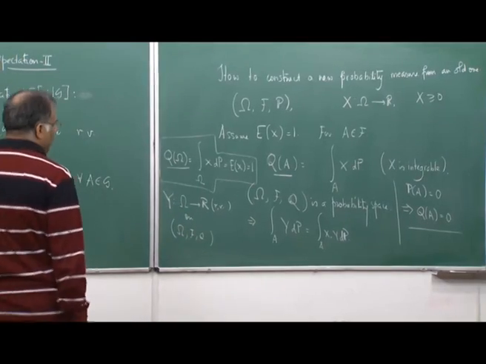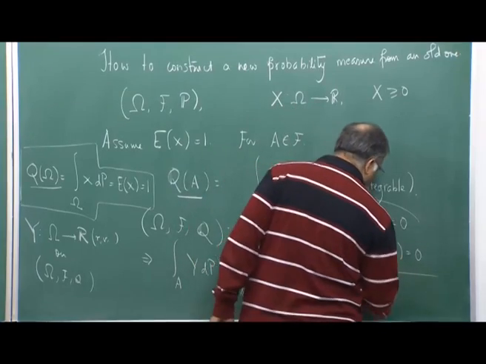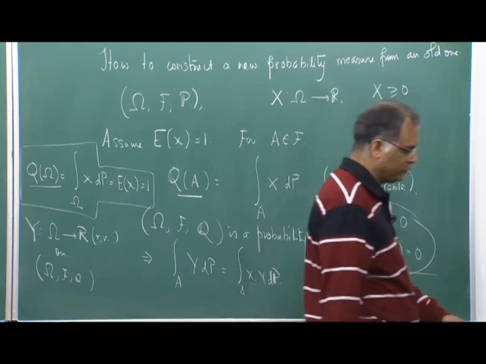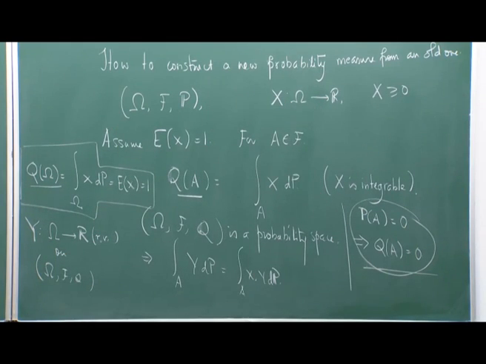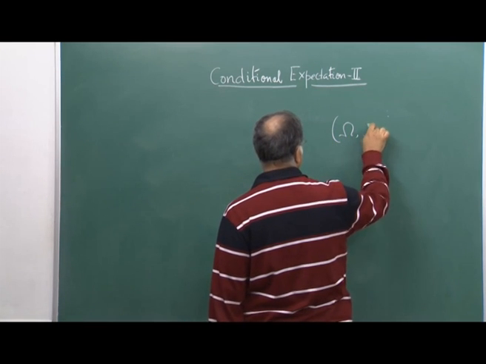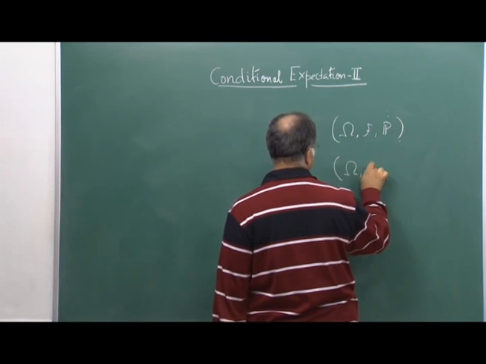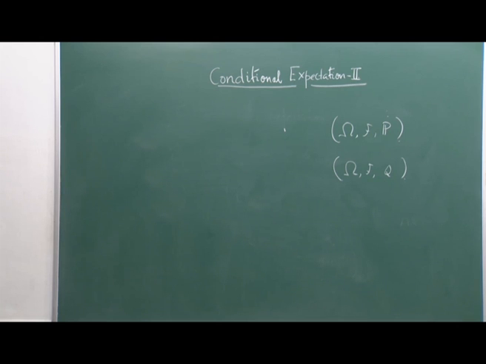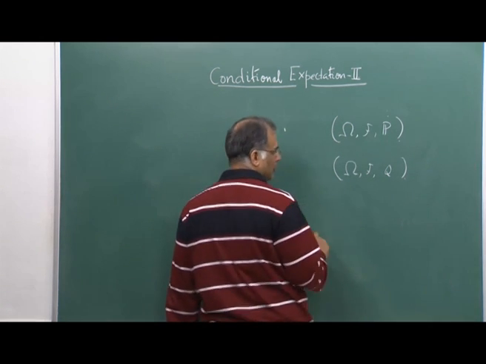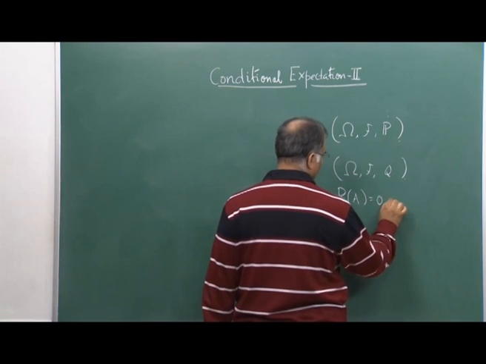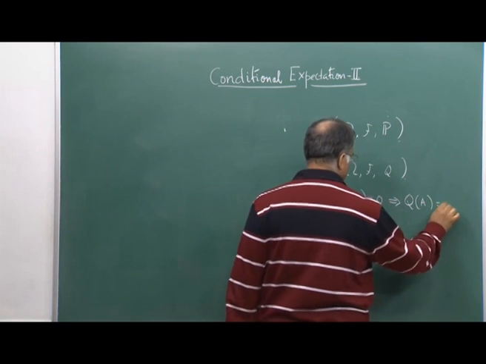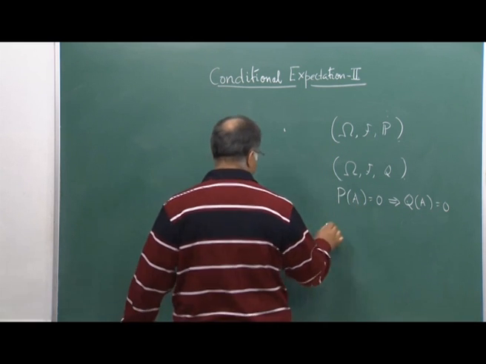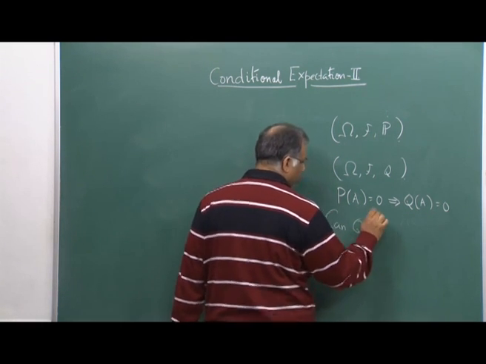So, the interesting question that we can now ask comes from here. If I have a situation where P and Q are both probability measures on (omega, F), so we have this probability space and we have this probability space also, but we also have this connection that P of A equal to 0 would imply Q of A equal to 0. Whenever P of A is 0, Q of A is 0. Then is Q a probability measure constructed out of P? Which means the question is, can Q be constructed out of P?